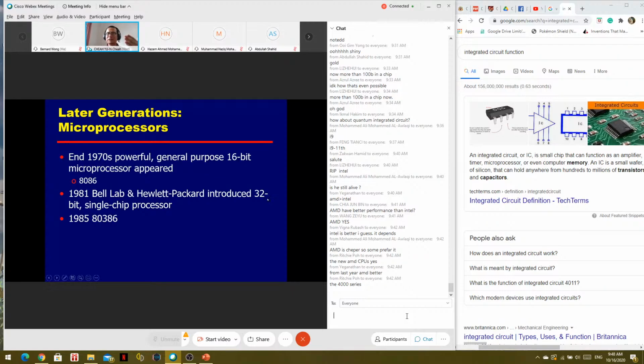Later, even in their 32-bit machine in 1985, they have the 386. Back then it was called the 386 machine. It's still an x86 machine.